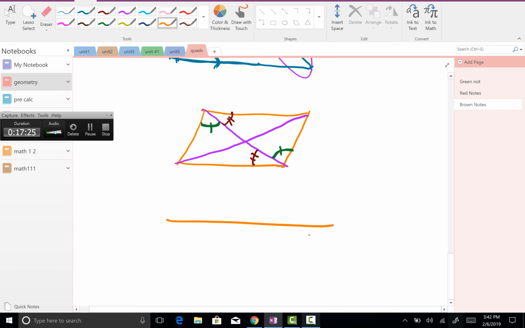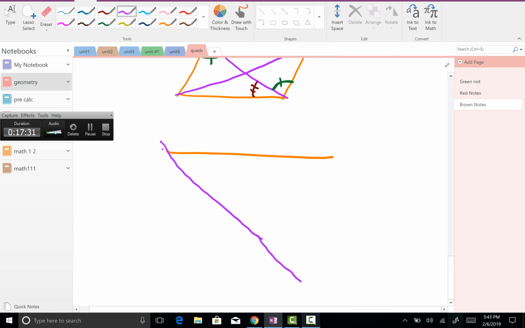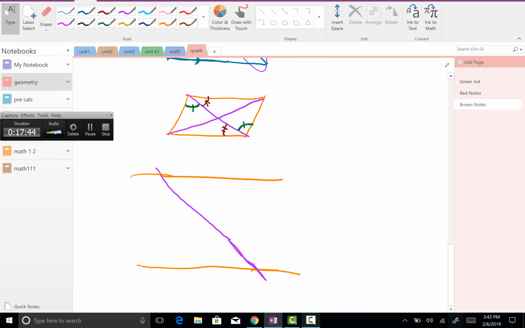So here is one side of the parallelogram, correct? Here is a diagonal. It goes all the way down to here, we'll say. And this is the other side. I'm just going to extend this out a little bit, and I'm going to extend this out a little bit. Okay. So hopefully you see that I have duplicated this drawing right here.